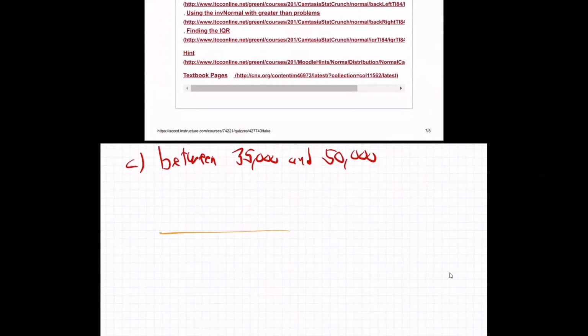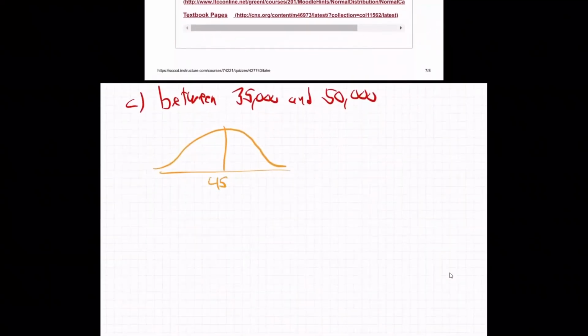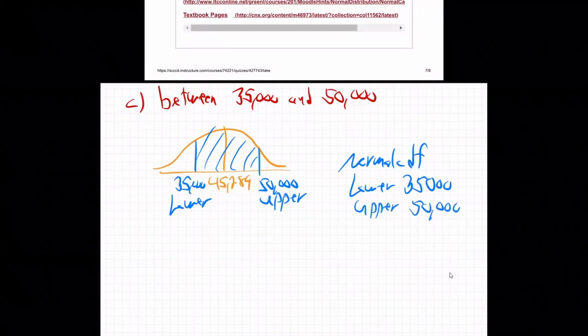Okay, so just whip out the bell curve, put the middle on there, which I don't remember, 45,289. And then they're saying between 35, about over here. Let's say 50 is about here. 50,000, 35. They want the between them with the shading. So this is your lower, and this is your upper, and you just do the normal CDF, right? We good with that? I'll say normal CDF. The lower is going to be the 35,000 because that's always the left edge of the shading. The upper is going to be the 50,000, like that.